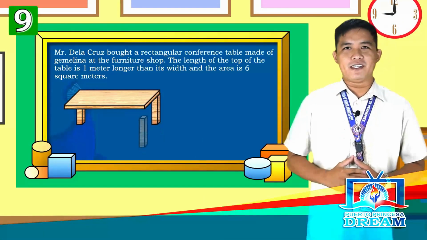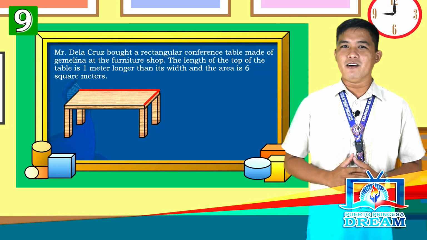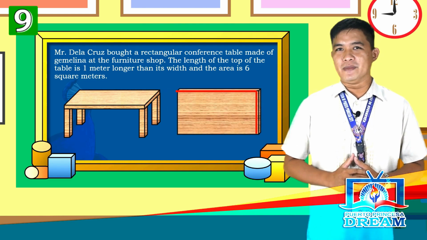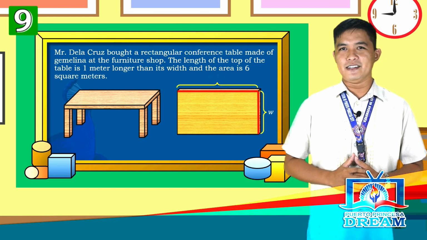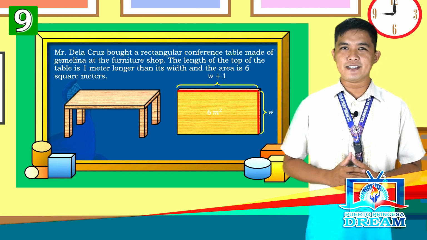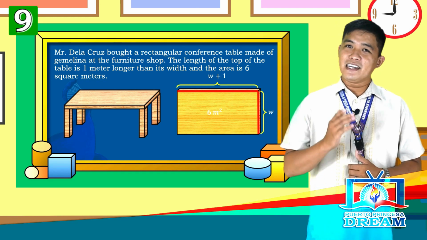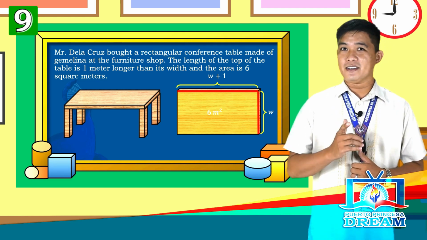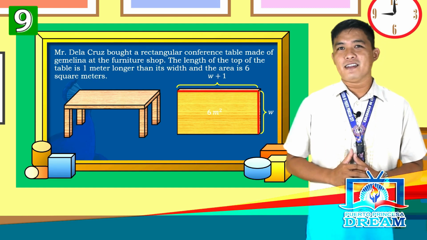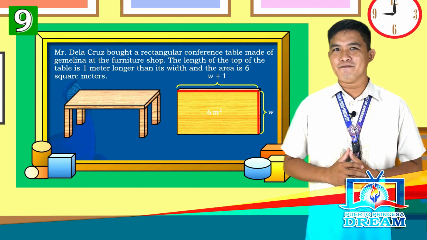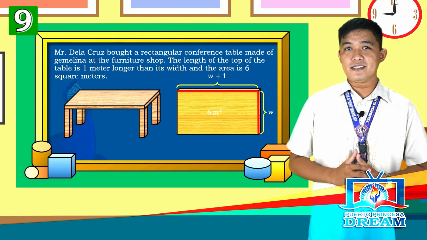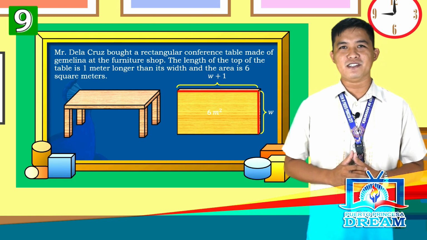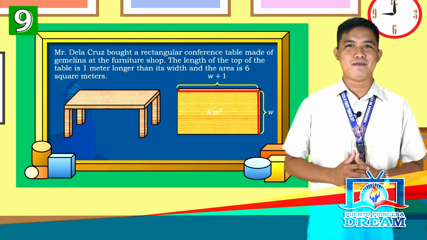Mr. De La Cruz bought a rectangular conference table made of gemelina at the furniture shop. The length of the top of the table is 1 meter longer than its width, and the area is 6 square meters. Can you translate the given situation into equation? If yes, that's great. If not, then let's learn together. Bear in mind that it is important to know how to express the situations into mathematical sentences.